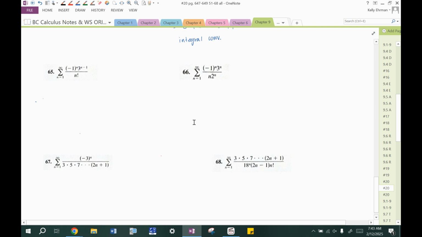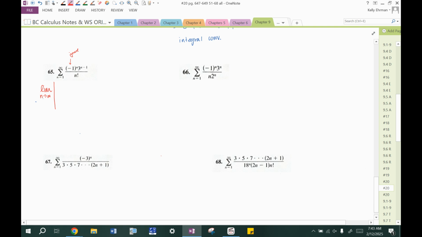All right, hopefully the next one's a bit shorter. Let's see. I see a factorial and an exponential, so let's do the ratio test. When you're doing the ratio test, remember the ratio test is an absolute value, so that means we get to ignore this.